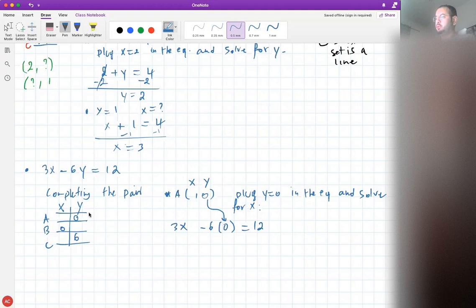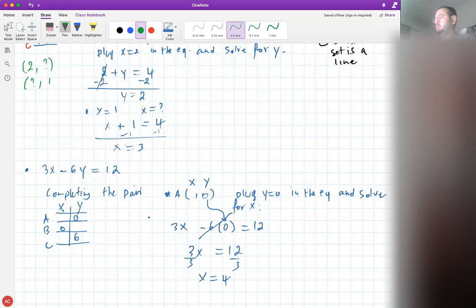The reason why we told you to use the zeros is that they're convenient. That's gone. You end up with 3x equals 12. Now you carry over the 3x to the 12. We divide it by 3. x is 4.